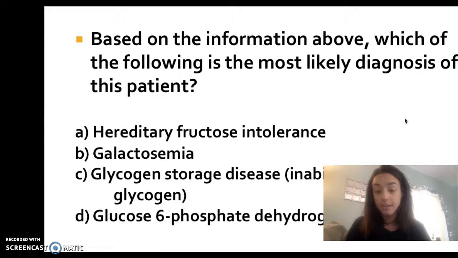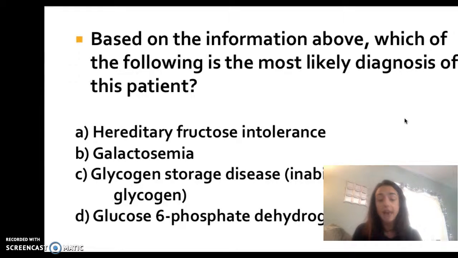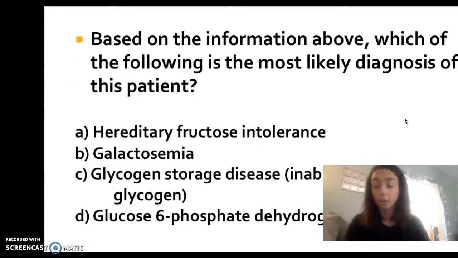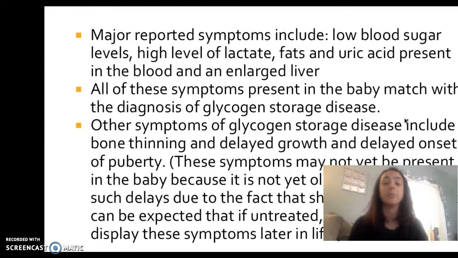So, given the information in the case, I was able to go through each of these options and determine the correct answer as well as why the others were incorrect. The answer I've determined to be correct is C. Major reported symptoms include low blood sugar levels, and high levels of lactate, fats and uric acid present in the blood, and a large liver. So all these symptoms present in the baby match with the diagnosis of glycogen storage disease.